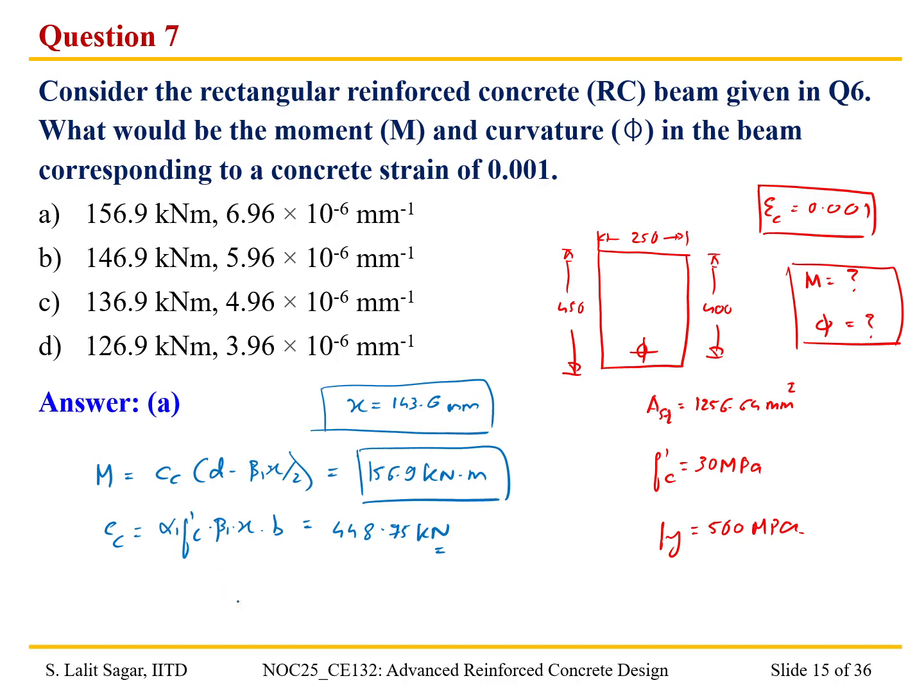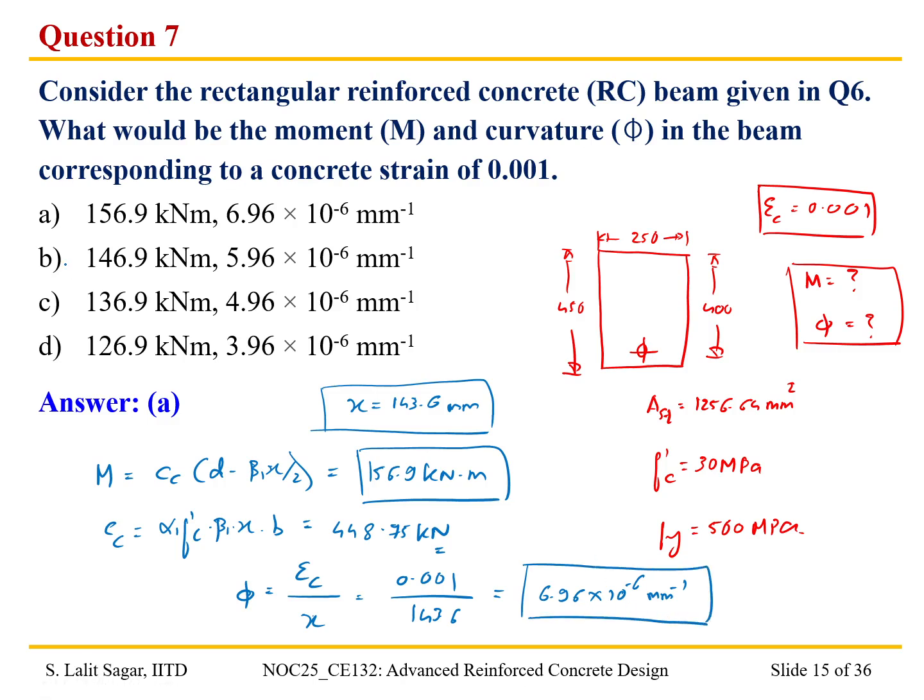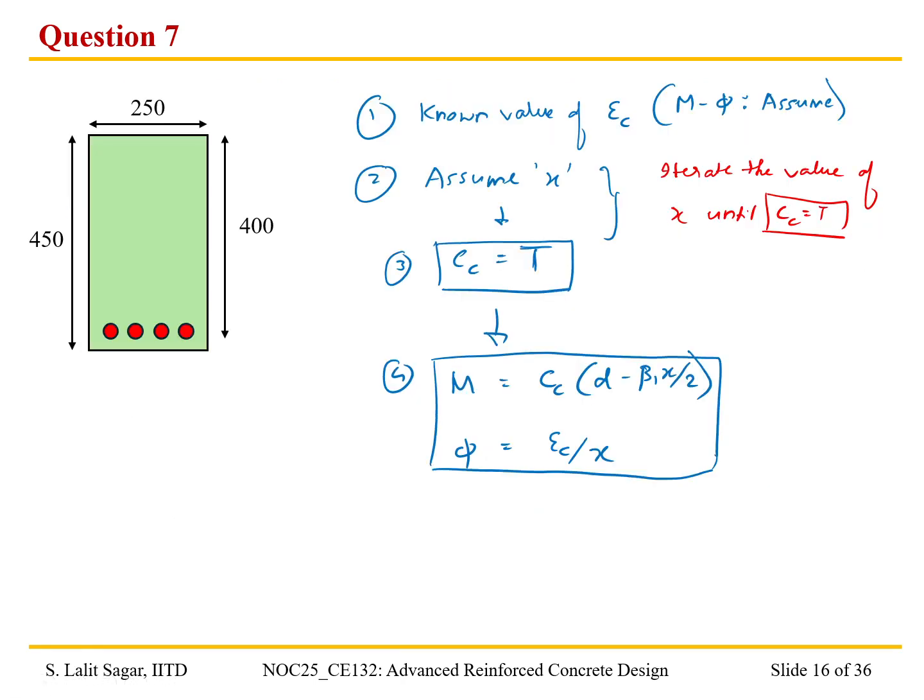And then we have the value of curvature phi is equal to epsilon c by x, that is 0.001 divided by 143.6, which gives us a value of 6.96 into 10 to the power minus 6 per millimeter, right? So option A is the correct response. So we'll proceed to the next question now.